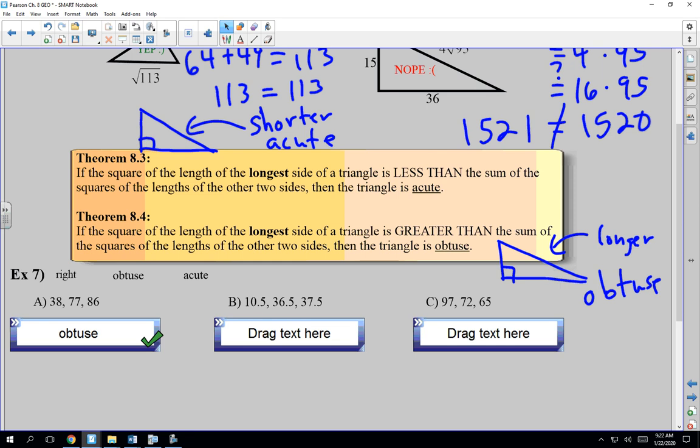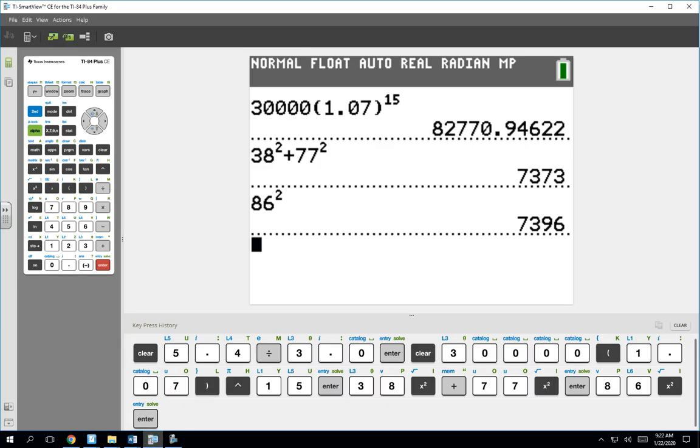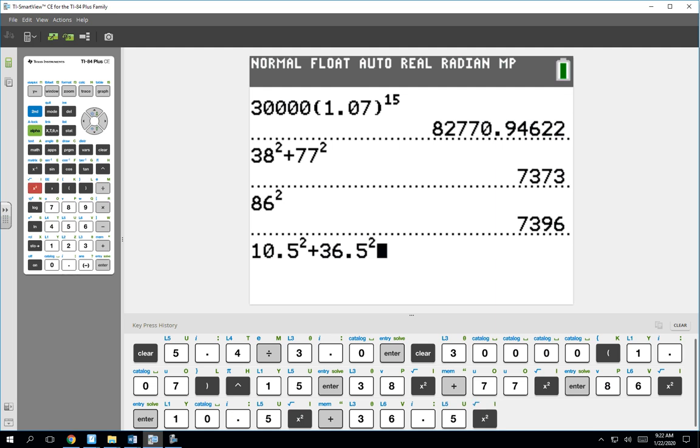Do you know which of the next two? Why don't you test the next one on your calculator? I'll test it as well. 10.5 squared plus 36.5 squared. So we got 10.5 squared plus 36.5 squared. I already forgot. Yeah, 36.5 squared. What are we comparing it to?